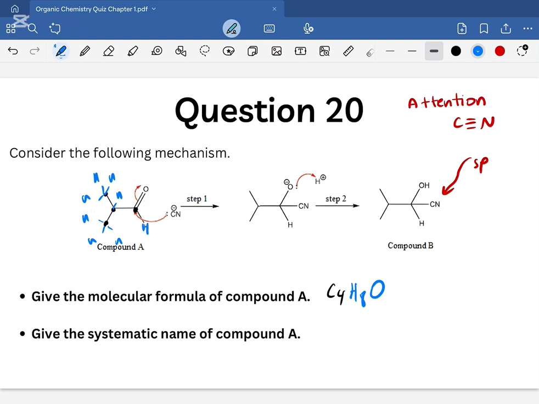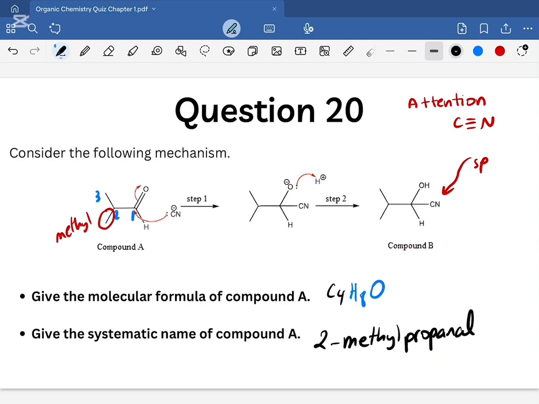Give the systematic name of compound A. So let's find out the longest carbon chain. So it's going to be this carbon 1, 2, and 3. And on carbon 2, we have the methyl group. So it's going to be 2-methylpropanal, as this is an aldehyde, since it has this C double bond O. So an aldehyde has a C double bond O, so we need to end the name with al.